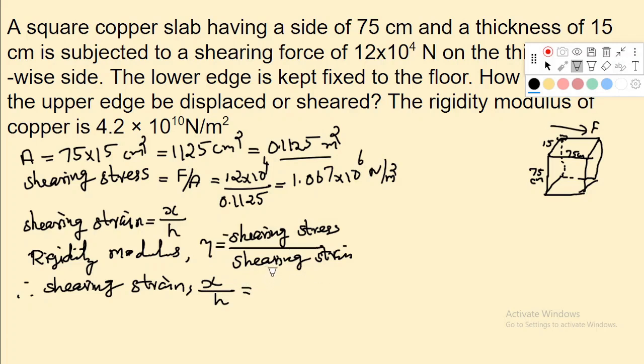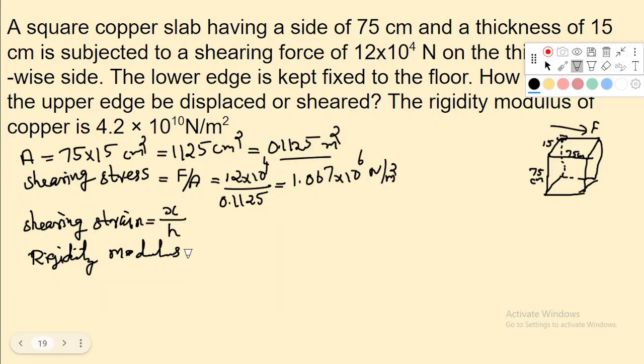Let us give the values. The rigidity modulus is equal to shearing stress divided by the shearing strain. We know the expression for shearing strain, that is x by h. The rigidity modulus is 4.2 into 10 raised to 10.